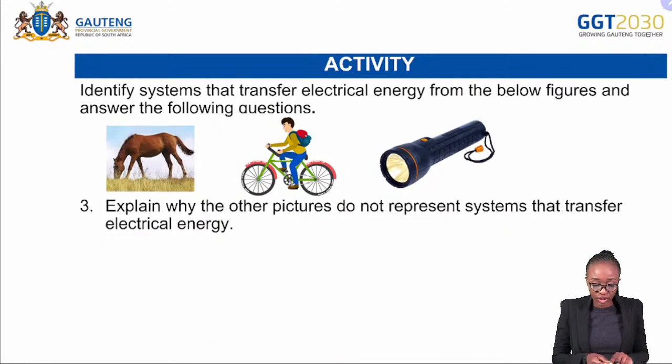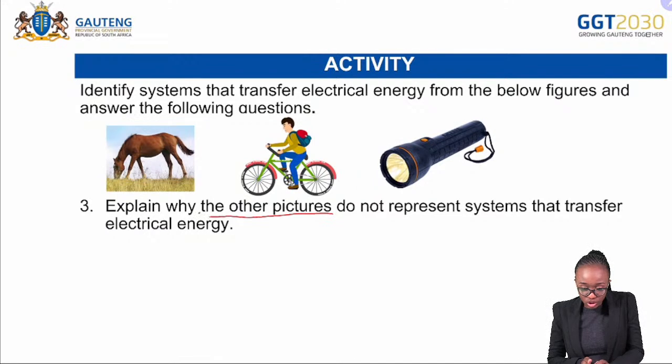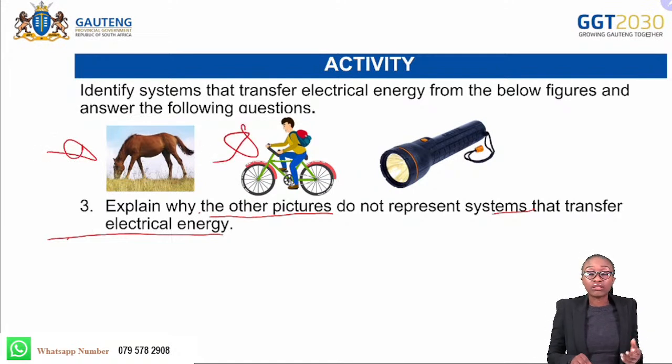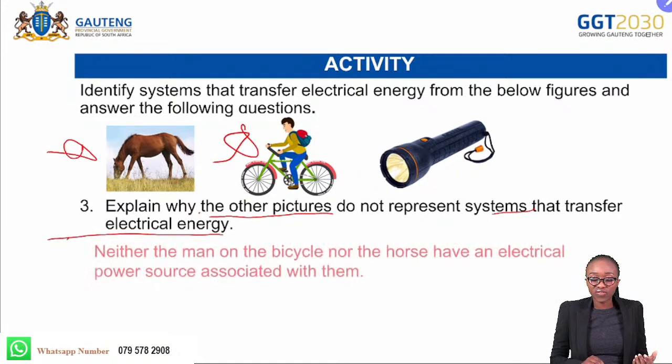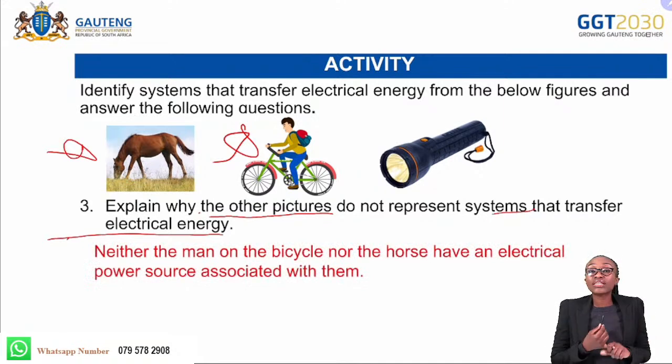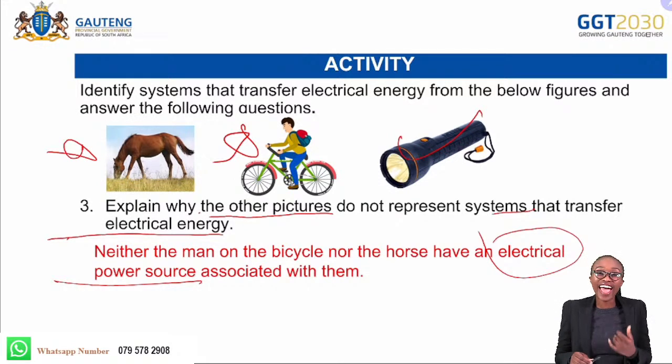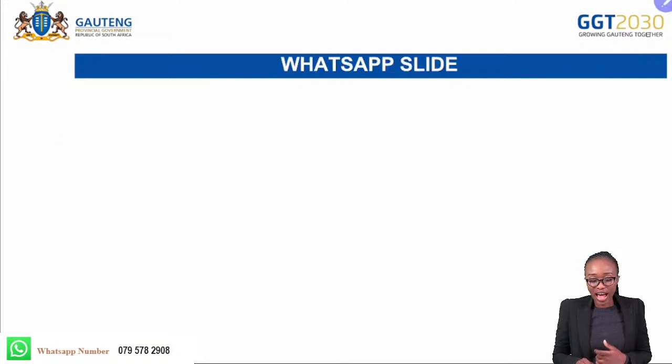What's question number 3? Explain why the other pictures do not represent systems that transfer electrical energy. Why doesn't the horse and the man on the bicycle represent a system that transfers electrical energy? So neither the man on the bicycle nor the horse have an electrical power source. The torch has a battery, it has a cell, which is our electrical power source. But the man and the horse do not have an electrical power source.